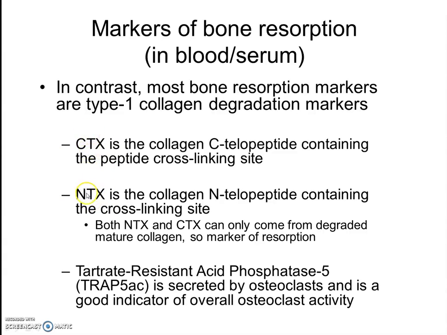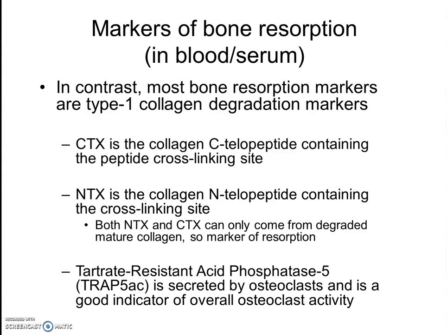And if we can detect cross-linked collagen, then we know that this is collagen that has been liberated from the bone. That can only occur when an osteoclast has eaten away a bit of bone. So if we detect NTX and CTX in patient blood, especially if we detect enhanced levels above a normal reference range, that means that there is enhanced osteoclast activity going on in that patient. Similarly, we can detect tartrate resistant acid phosphatase, TRAP, which is an enzyme secreted by osteoclasts. And again, if we detect high levels in patient blood, that suggests there's a lot of osteoclast activity going on.